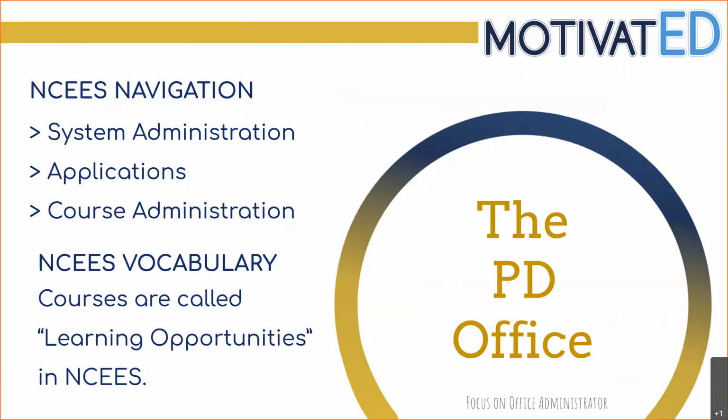So to get to your PD office, we're going to go to your System Administration tab. You have a System Administration tab if you are a district administrator or a site administrator in the system, or you've been added to your PD office as a course administrator. Anything that needs to get to the course administration, any role, will see the System Administration link. You're going to navigate to Applications and then to Course Administration. Oh, just a little bit about NCEES vocabulary. It's not just courses. Courses are called learning opportunities in NCEES for a reason, because you can do any of those items that we just looked at.